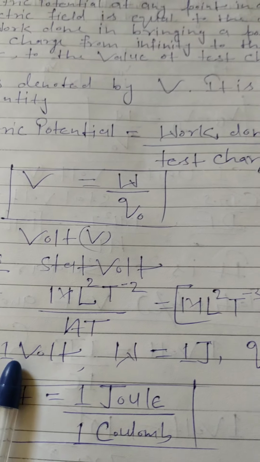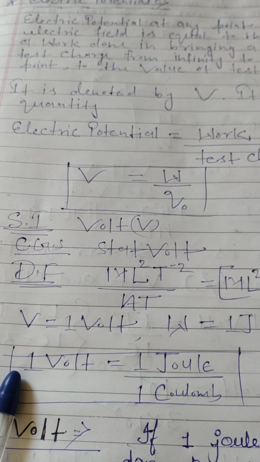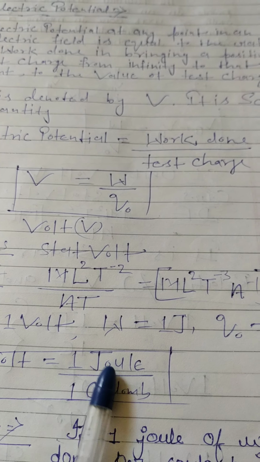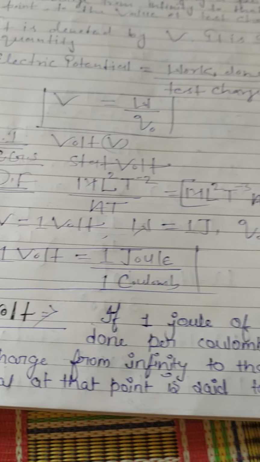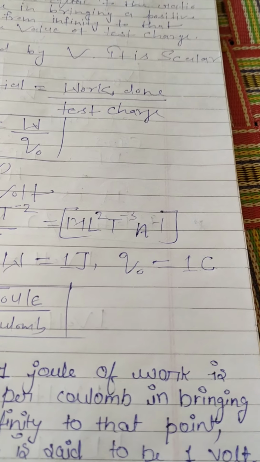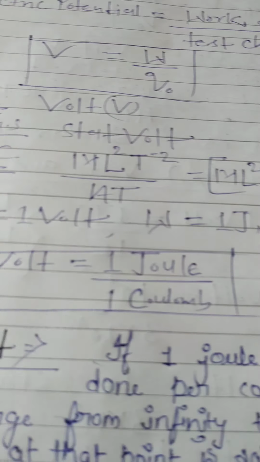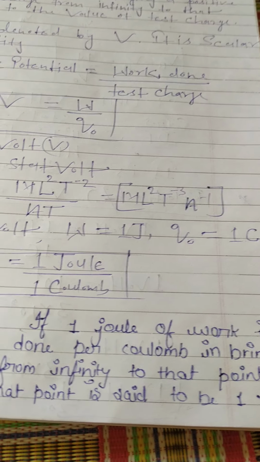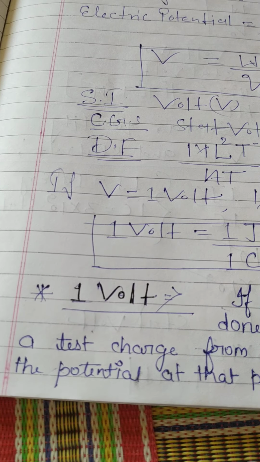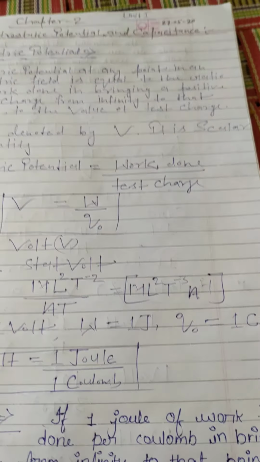If V equals 1 volt, W equals 1 joule, Q equals 1 coulomb, then 1 volt equals 1 joule upon 1 coulomb. Define 1 volt: if 1 joule of work is done per coulomb in bringing a test charge from infinity to that point, the potential at that point is said to be 1 volt.